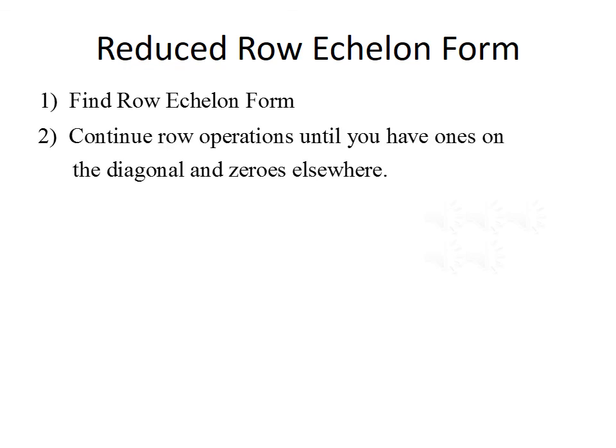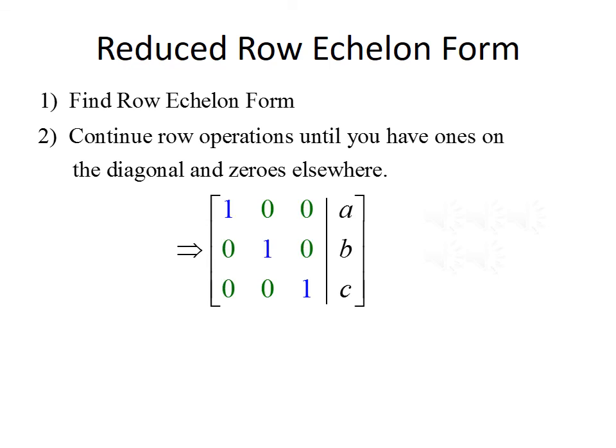There's another special form of the matrix that we could use. It's called reduced row echelon form. To put a matrix in reduced row echelon form, we'll first need to find row echelon form. And instead of stopping when we get into row echelon form, we're going to continue using row operations until we have 1s on the diagonal and 0s everywhere else. So a matrix that corresponds to a 3 by 3 system would look like this when it's in reduced row echelon form. Notice it has 1s on the diagonals and 0s everywhere else.